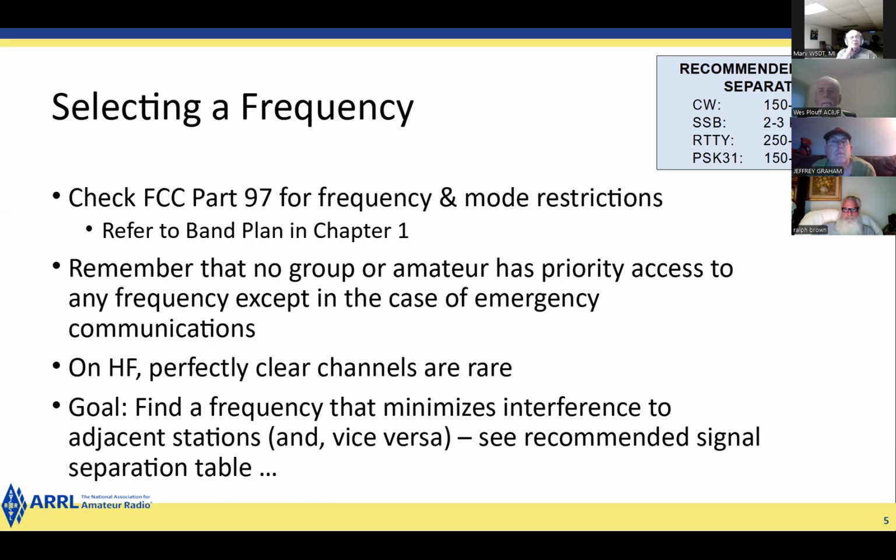I don't know how much PSK31 is being used these days. I hear it's not much used. I don't use it. In fact, I've never used it. CW is my main mode of operation. I get on single sideband sometimes, but not a lot. But again, the key thing is don't interfere. Make sure you're not interfering.